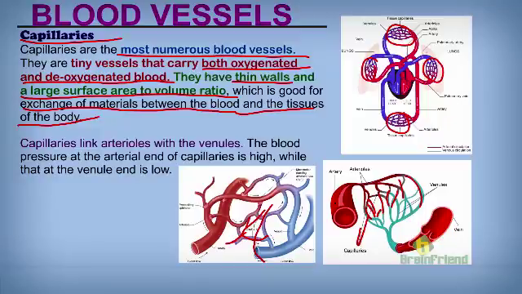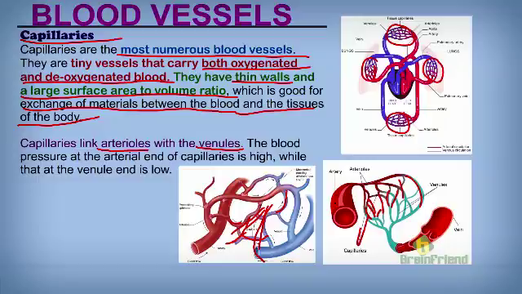Capillaries link arterioles with venules. I've said this earlier. Arterioles are smaller arteries, while venules are smaller veins. In between arterioles and venules, you have capillaries. As we mentioned earlier too, the blood at the arterial end of capillaries is at high pressure, and the blood at the venous end of capillaries is at low pressure.